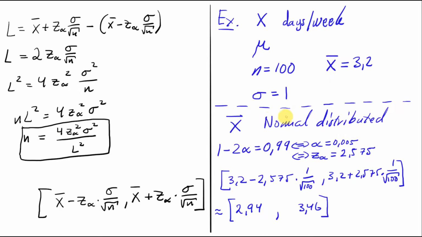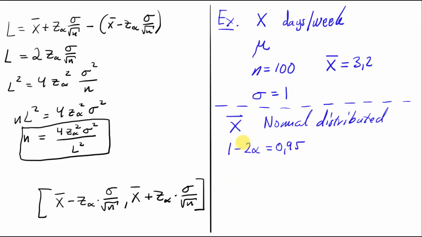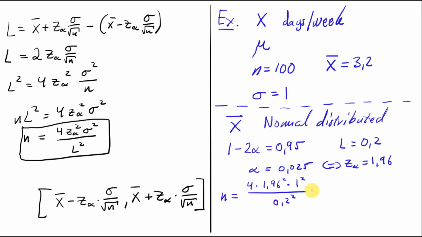So let us take this example. Let's say we want a 95% confidence interval, that is 1 minus 2 alpha is equal to 0.95. And we want the width of the confidence interval to be 0.2. If we solve for alpha here, we get 0.025, which means that set alpha is equal to 1.96 according to the table. And if you put this in here, we have this, and this is equal to 384. So if we want to be 95% sure and have a confidence interval with 0.2 width, then we need to make 384 observations instead of just the 100 we have done.